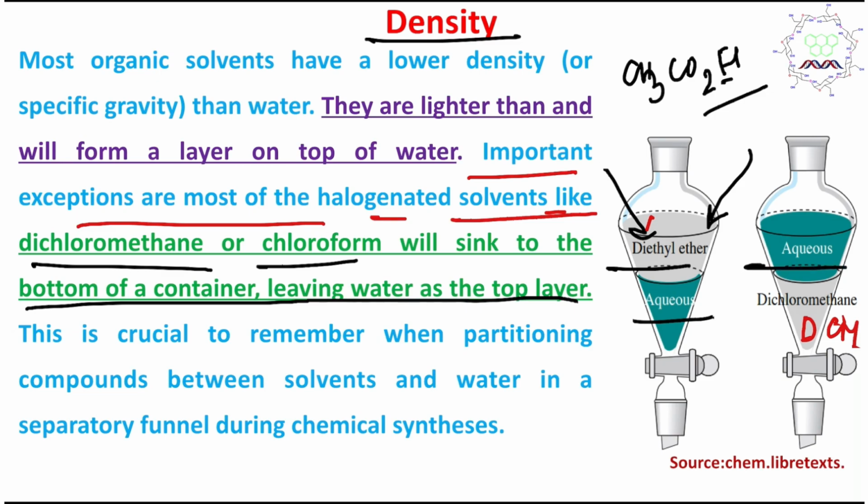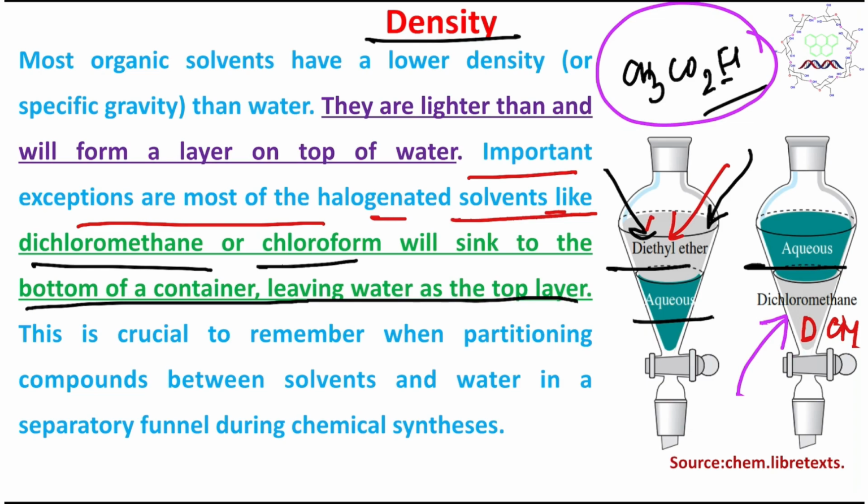So when you are doing a workup, and you are washing the organic solvent with aqueous medium such that polar material should come out, in the case of dichloromethane you have to collect the bottom layer, and if you are using ethyl acetate as a solvent during workup, then you have to collect the top layer. So this much precaution you need to take while using those solvents.